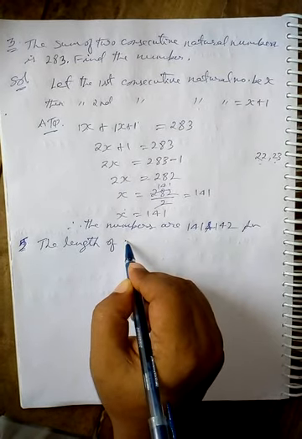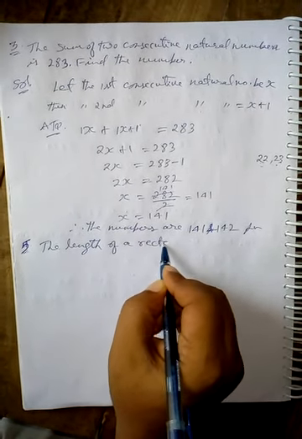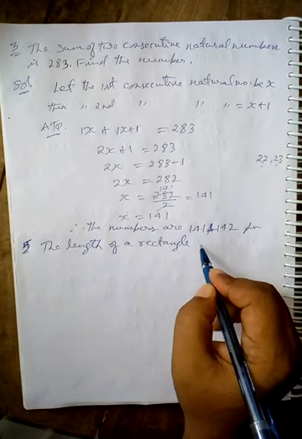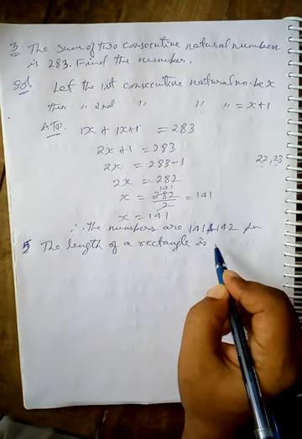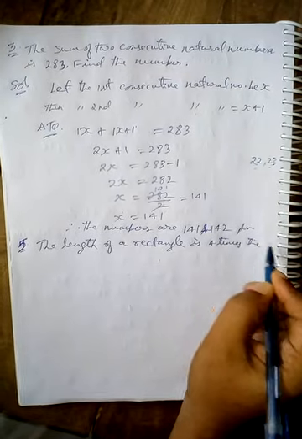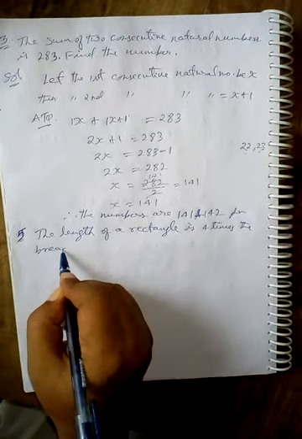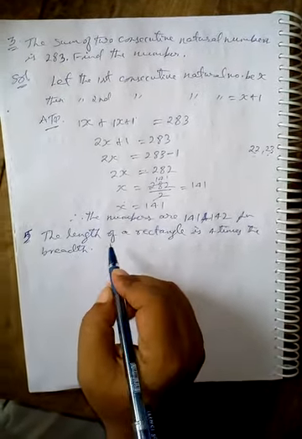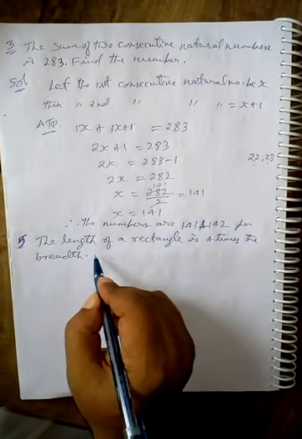The length of a rectangle is 4 times the breadth. Is 4 times the breadth. रेक्टेंगल का लेंथ 4 टाइम्स है उसके ब्रेथ का.